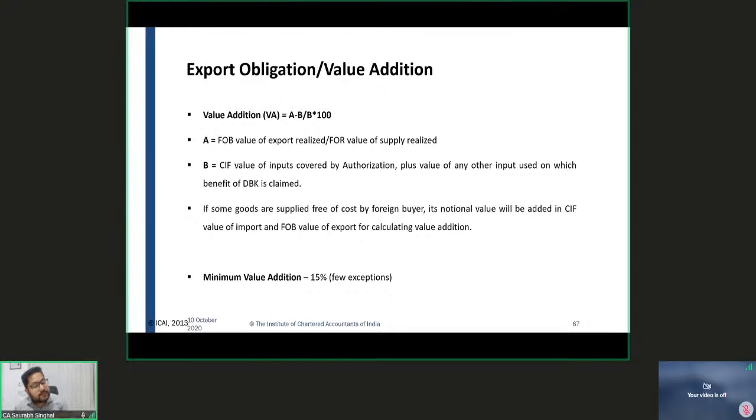Now what is the condition for getting this advance authorization? The condition for getting the advance authorization is that I should make a minimum value addition of 15%. Meaning thereby, suppose I realize from my export rupees 100. If I export X, I realize 100. And whatever I imported under the authorization is for rupees 60. Then 40 divided by 60 should be more than 15%. That is, I should at least add more than 15% on my cost of goods sold. And cost of goods sold is the goods that I have imported duty free.